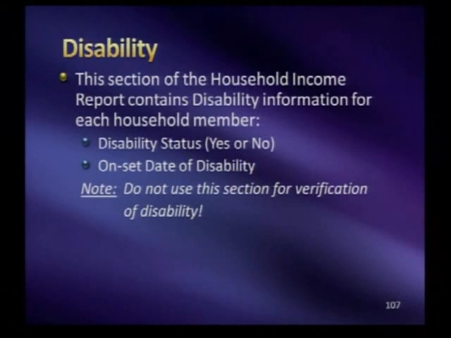And then this indicator on the EIV report, disability. Now this is a little tricky, but I'm going to talk about it in just a second. On the report, there's a section that says disability, and it'll say yes or no or Y or N. And then sometimes it'll have an onset date of disability. Do not use this section for verification of disability if there is no current paid disability benefit amount, because sometimes things change and the data just hasn't been updated.